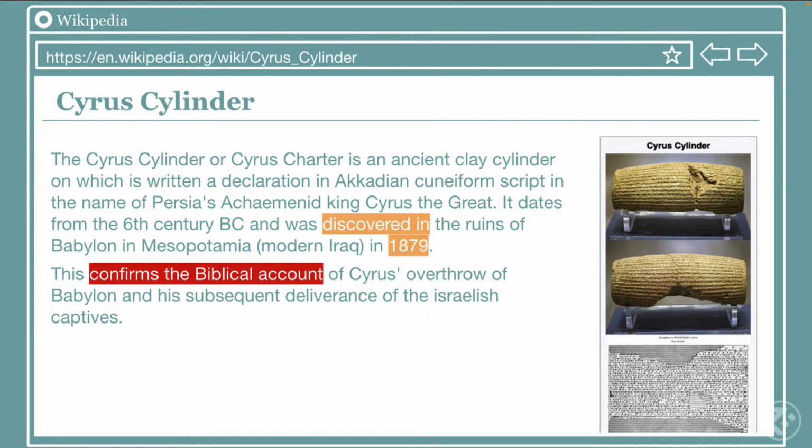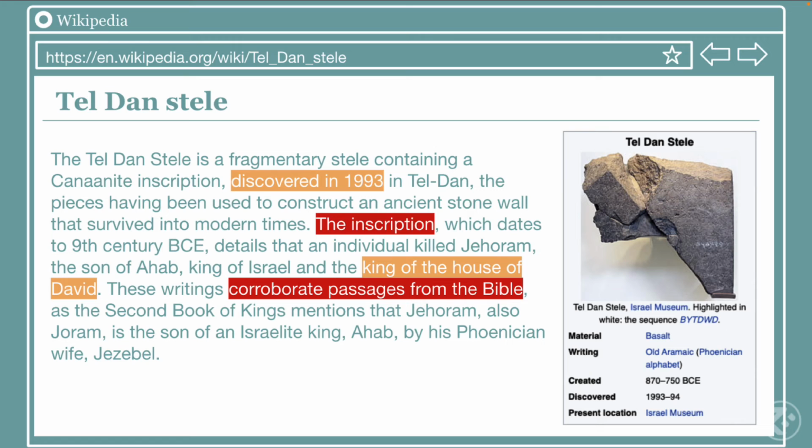The Cyrus cylinder, yet one more. This one was discovered in 1879, and it confirmed the biblical account of Cyrus and his deliverance of Israel from Babylonian captivity. Right? Again, another confirmation of the Bible.